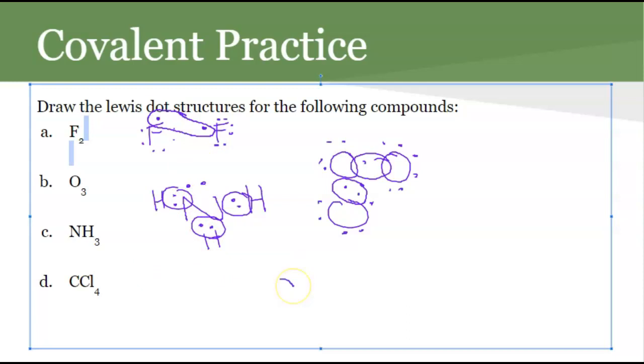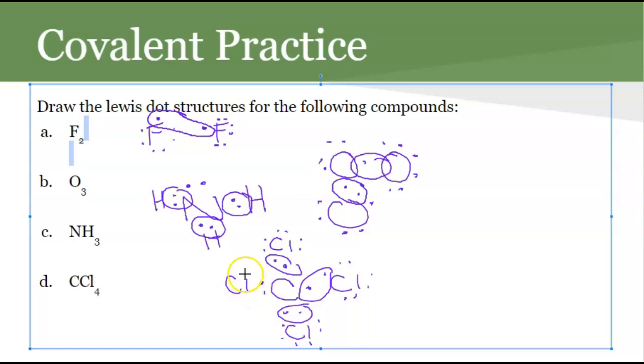Whereas CCl4, carbon has 4 valence electrons. So what ends up happening is that each chlorine that has 7 ends up doing 1 around each. So you're going to end up with a Cl over here, 3. And sharing, you're going to end up with a Cl over here. And sharing, and you're going to end up with a Cl over here.